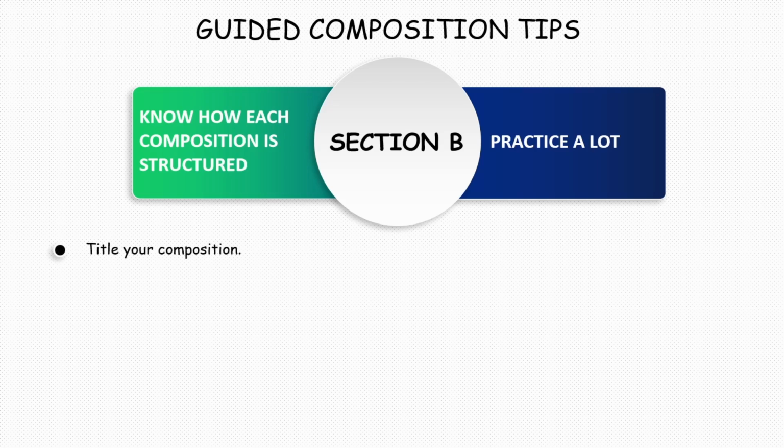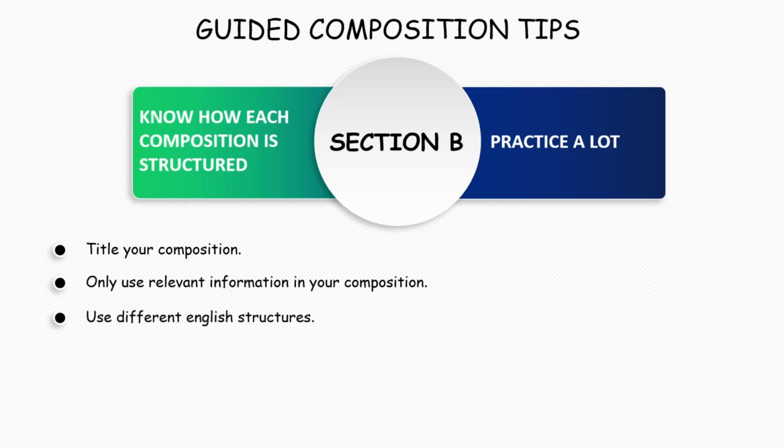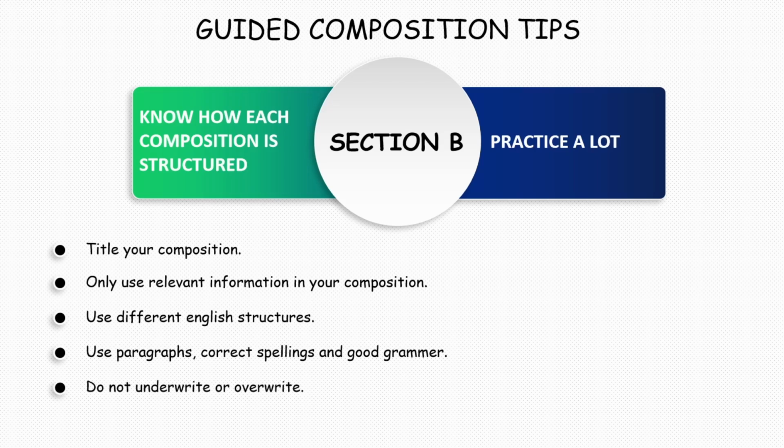So make sure you title your composition where applicable. Only use relevant information in your composition. Use different English structures. Use paragraphs, correct spellings, and good grammar. Do not underwrite or overwrite. And then finally, go through last year's paper to see which type of composition came, and then you can focus on other types of compositions.